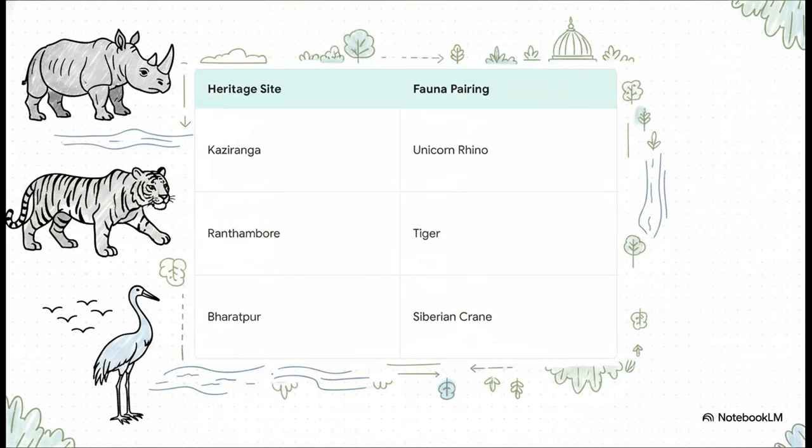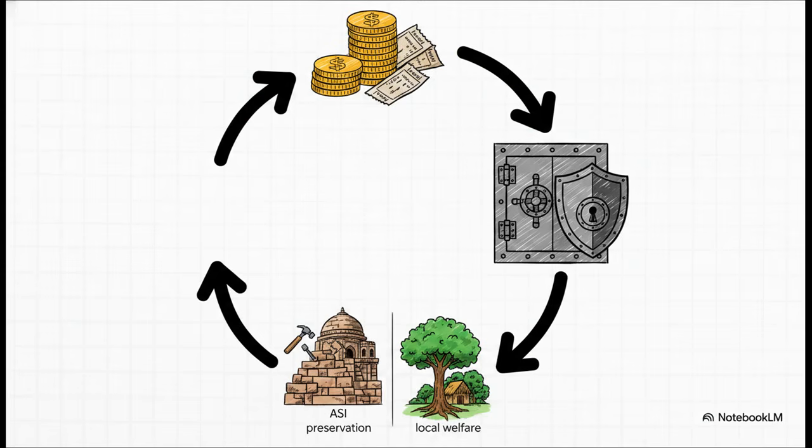Now watch out, because here is a massive exam trap. Theoretical definitions of natural heritage score absolutely 0 unless they are mapped directly to exact prescribed Indian wildlife pairings. You cannot just speak in generalities here. You have to pair Kaziranga National Park with the unicorn rhino. You must cite Ranthambore Reserve when discussing strict tiger visitor limits, and you must pair the Bharatpur Sanctuary with the Siberian crane. If you leave these specific pairings out, the grader is going to assume you don't actually know the applied material at all.